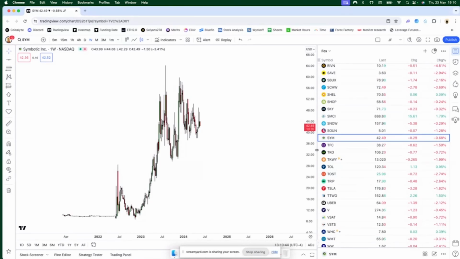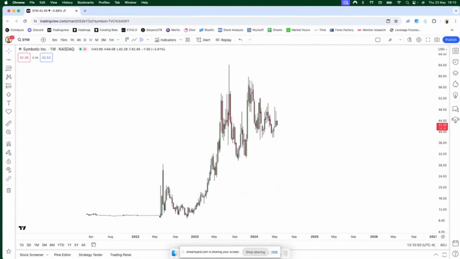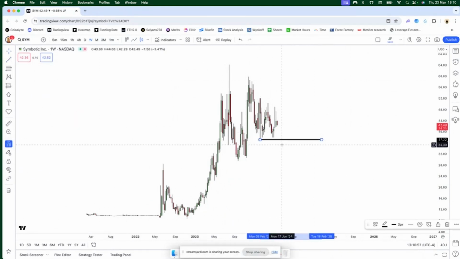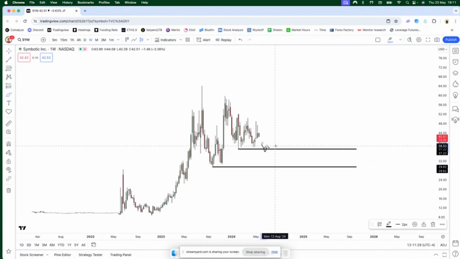I'm looking at this SYM as well. That is an AI related equity. And I have two options for this chart. So I'm either looking at the 37.22 level, or we want the 29.62 level. So there's two options, and we want a 4-hour close.